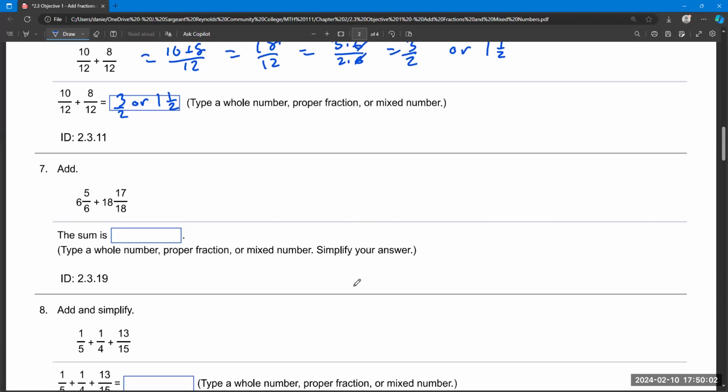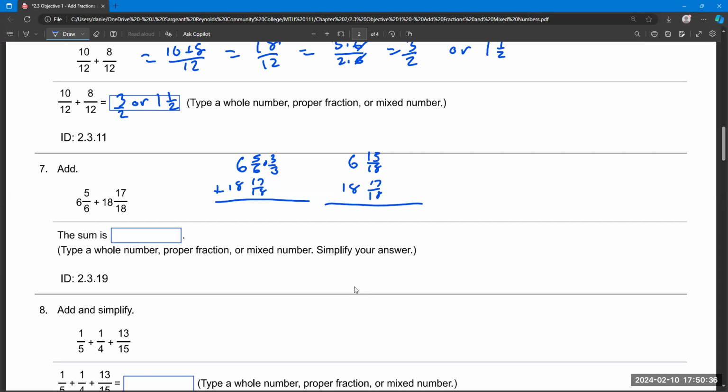All right, now we're going to be adding some mixed numbers together, so we're going to do that vertically. 6 and 5/6 plus 18 and 17 over 18. So I need to multiply this 5/6 part by 3 over 3 to make it have a common denominator of 18. So this is going to turn into 6 and 15 over 18. This is going to stay 18 and 17 over 18.